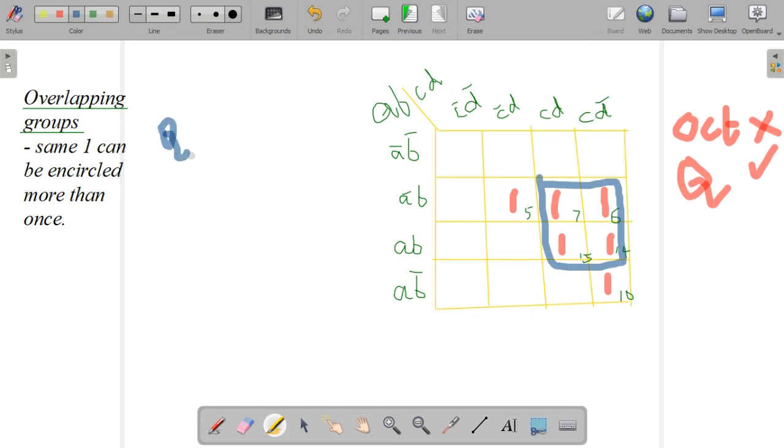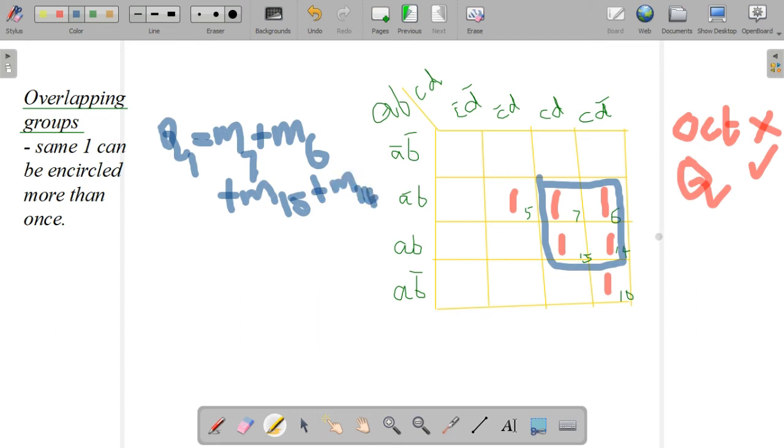Chord only 1 is there. What are they? M7 plus M6. You should write this minterm designation number every time. M6 plus M15 and M14. This is chord 1. What is the next one?